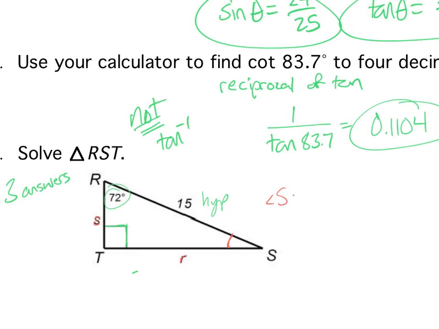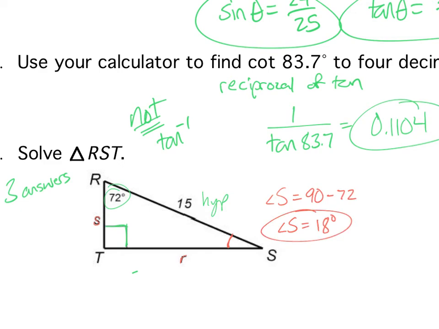To find the angle S, since I'm given the other acute angle, I just need to subtract that acute angle, 72 degrees, from 90 degrees, because the 2 little angles in a right triangle always add up to 90 degrees. So 90 minus 72 is 18 degrees, and there's my first answer.